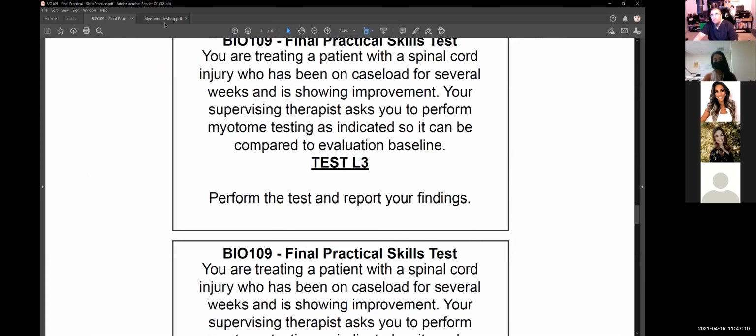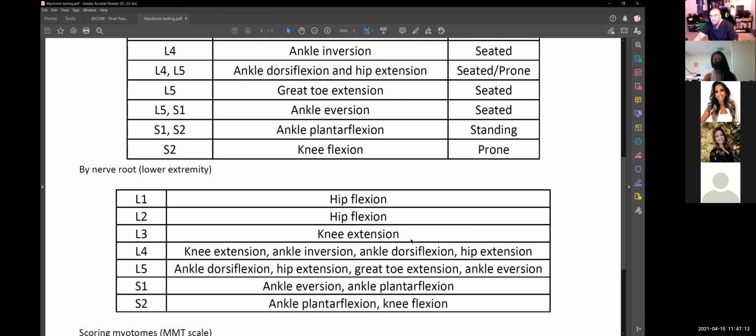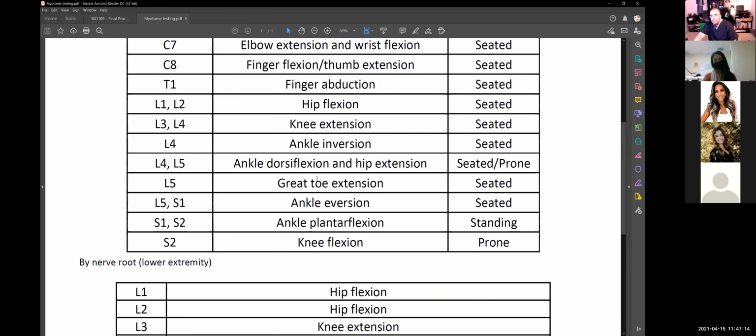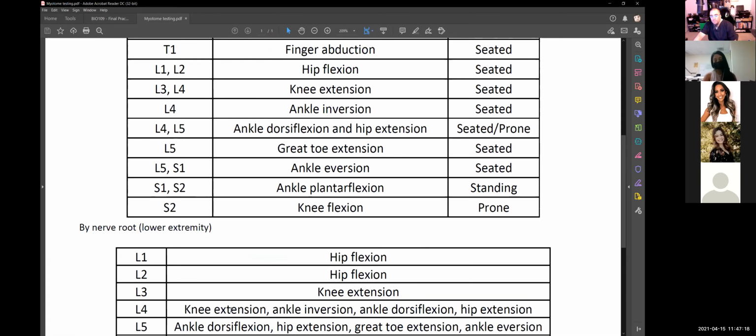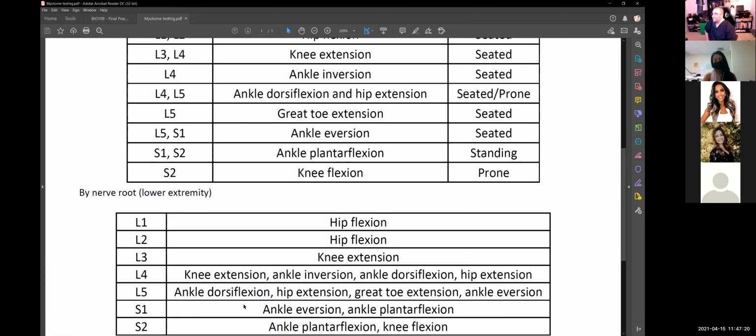So that was L3, right? L3 primarily only does knee extension. You see up here, L3 is knee extension. L4 is where we start getting into those mixed ones. So here's the deal about L4. L4, if you look at it, does knee extension, ankle inversion, ankle dorsiflexion, hip extension.